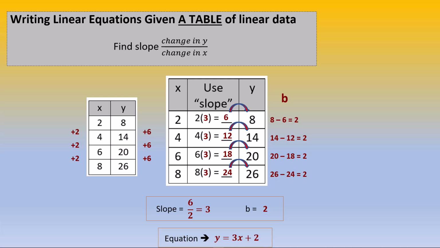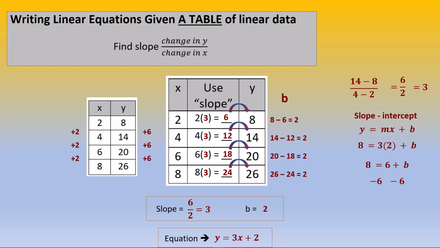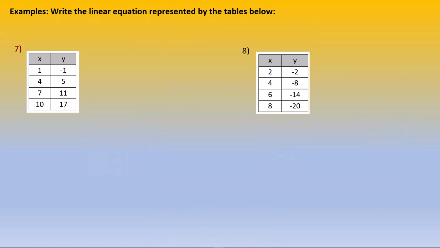To prove this using the 2-point technique from the last lesson, we use the first 2 points from the table, using the slope formula to find the slope, and then plug into the slope-intercept form the slope and one of the 2 points to find b, resulting in the same equation. Here are 2 more examples.